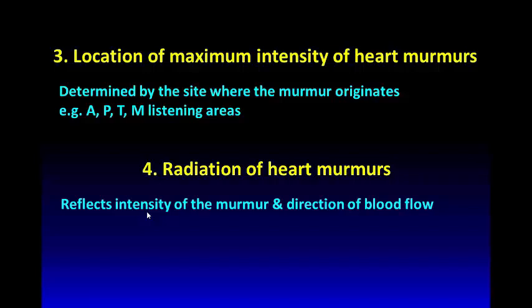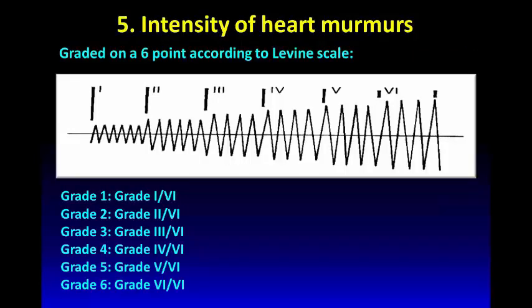Radiation means that they can be heard at other areas in the body. For example, the murmur of aortic stenosis radiates to the neck. The murmur of mitral regurgitation radiates to the axilla, as we will describe in the subsequent slides.